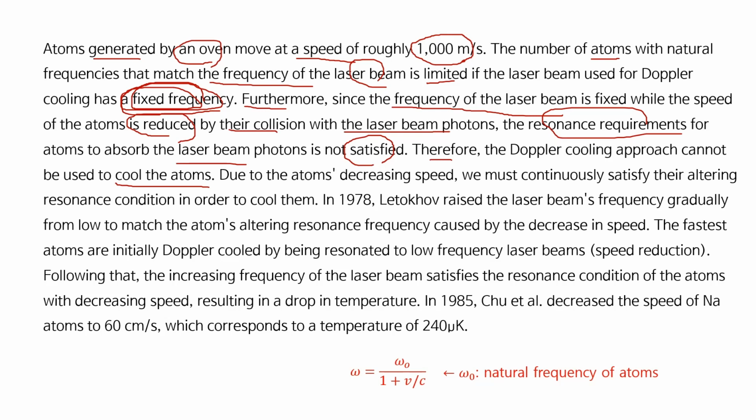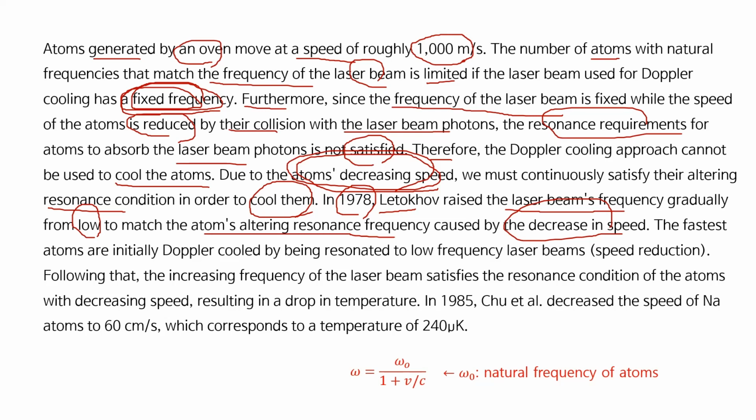Due to the atom's decreasing speed, we must continuously satisfy the altering resonance condition in order to cool them. In 1978, Letokhov raised the laser beam's frequency gradually from low to match the atom's altering resonance frequency caused by the decrease in speed.